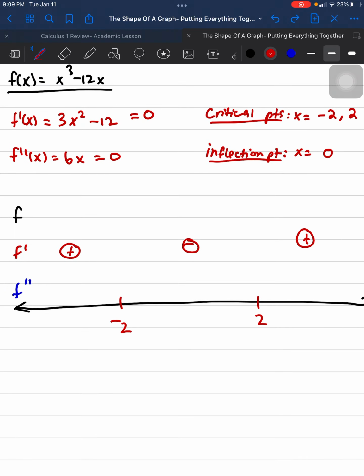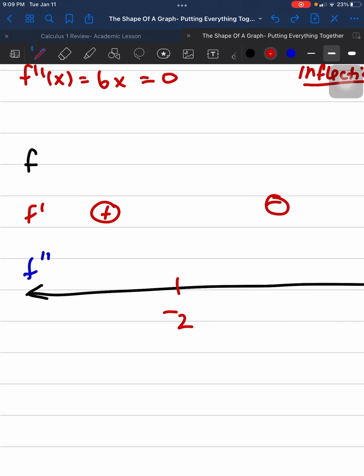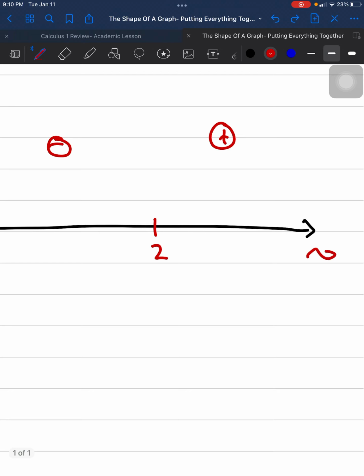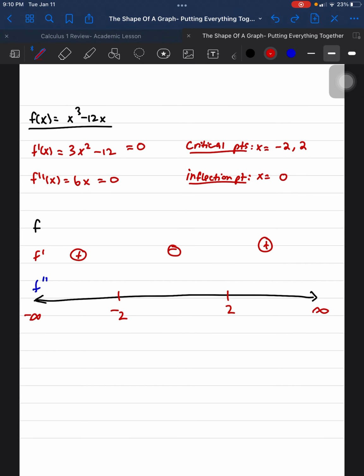So now that we've gotten the signs for the first derivative, we know that from -infinity to -2, the function is actually increasing. From -2 to 2, the function is decreasing. And from 2 to infinity, the function is actually increasing. So now at least we've got down where the function is increasing and decreasing. Now we can move on to the second derivative test. And the second derivative test will show us the concavity, right? What do the curves of the graph look like?